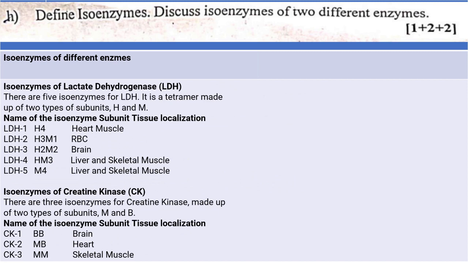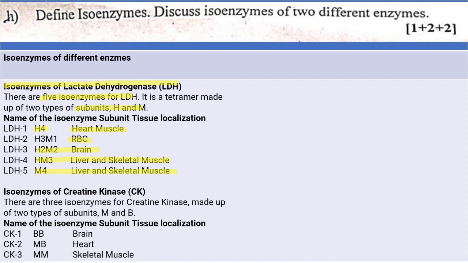Now we are going to discuss the isoenzymes of different enzymes. First, isoenzymes of lactate dehydrogenase. There are five isoenzymes of LDH. It is a tetramer made up of two subunits, H and M. So there are LDH1, 2, 3, 4 and 5. LDH1, which contains four H subunits, is present in heart muscle, H3M1 is present in RBC, H2M2 is present in brain, HM3 is present in liver and skeletal muscles, and M4 is present in the liver and skeletal muscles.